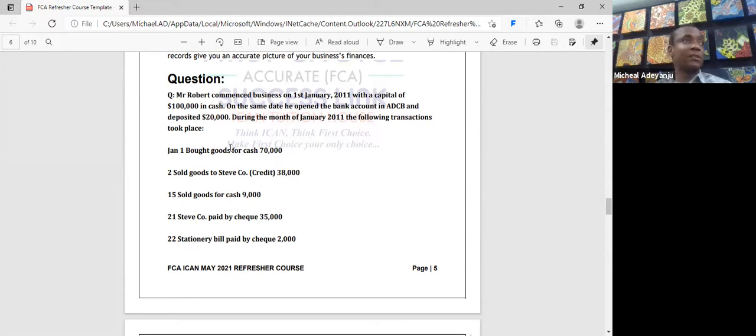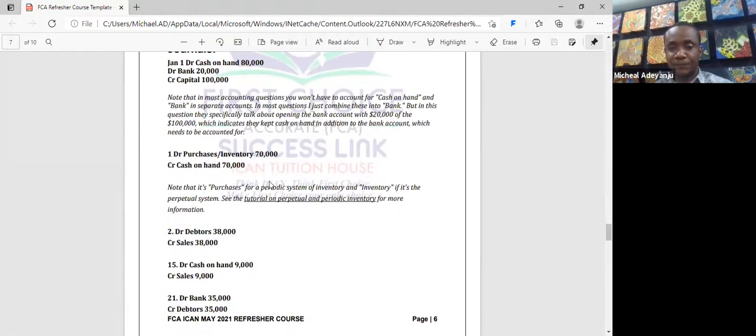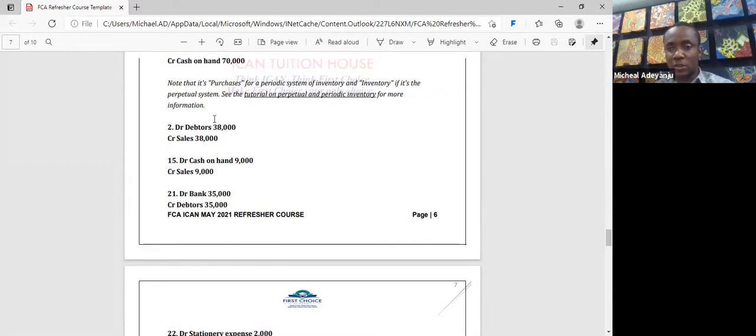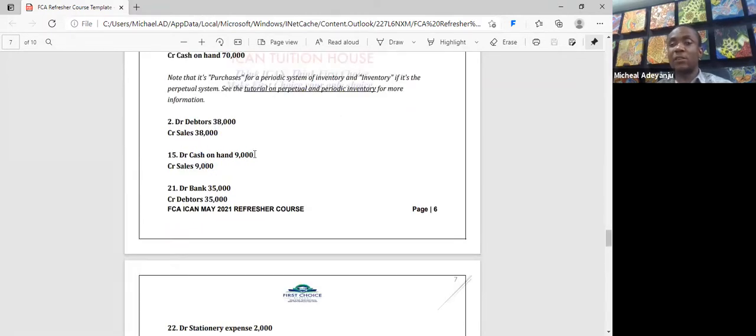So since we are selling the goods to Steve Co on credit for 38,000 naira, what transactions are we opening in this case? You are debiting your debtors account. Sorry, it's no longer called debtors account, it's called trade receivables account. And we are crediting sales for 38,000 naira. That is on January 2. The other transaction is that we sold goods for cash. This time around, not on credit, for cash. So we are getting our money back, and there's no point saying somebody is owing us. So we are having cash on hand for 9,000 naira, and we are crediting sales for 9,000 naira.